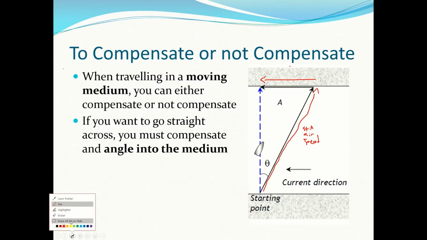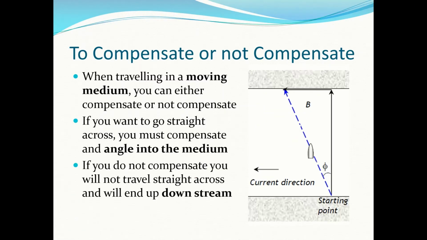So sometimes with questions, you don't want to compensate. If you don't compensate, you will travel straight across and you're just going to end up downstream. So this is the direction of the boat. The boat goes straight across. The river moves them downstream. So because the river is pushing them downstream, this is the velocity that they go. And we'll do some questions that show each of these.